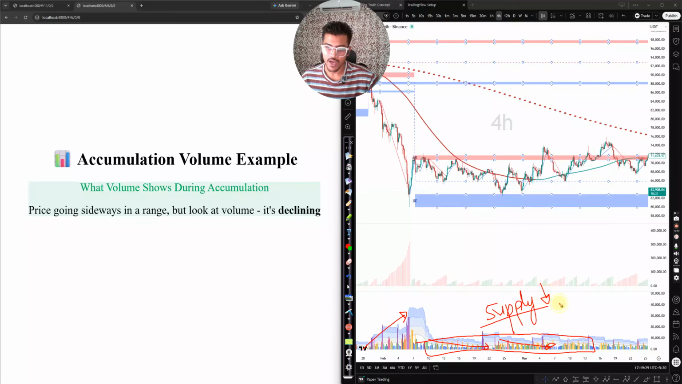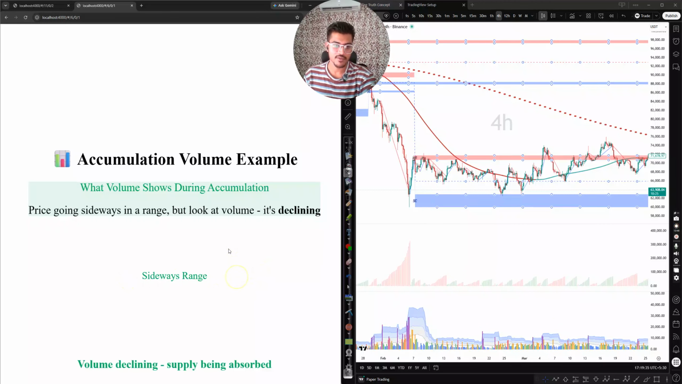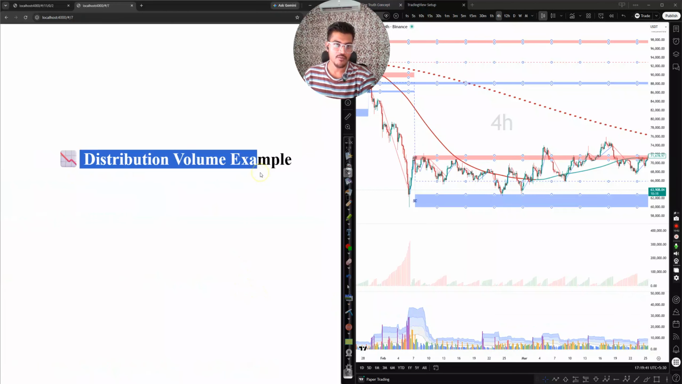Supply is diminishing here. Okay, sideways range, volume declining, supply being absorbed. That's what I told you, right?